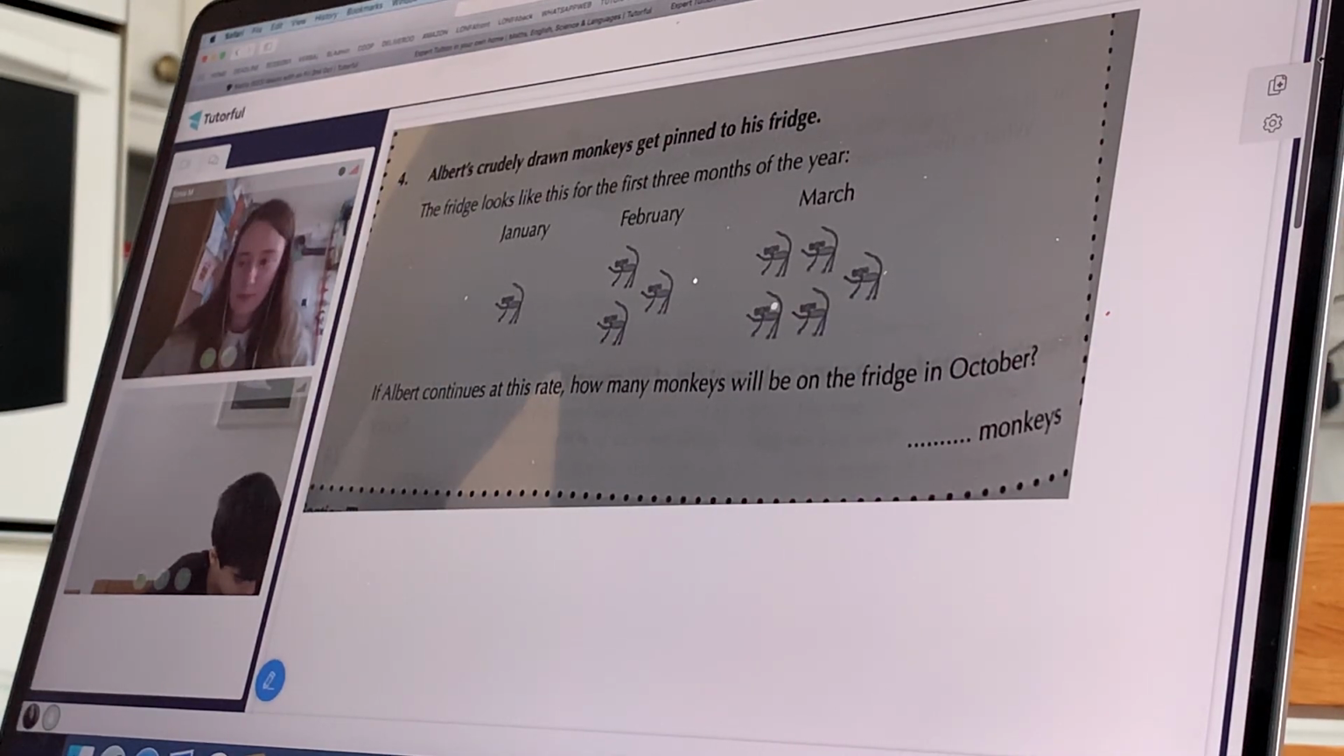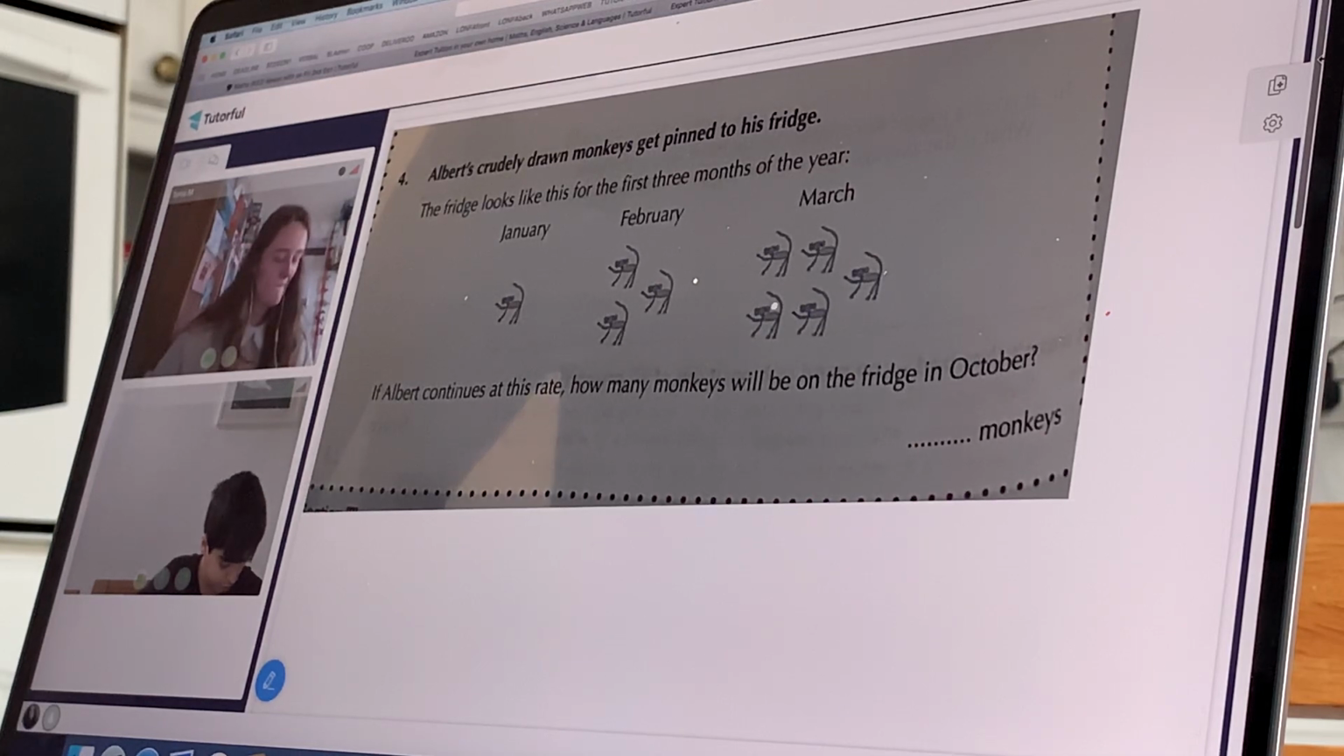Albert's crudely drawn monkeys get pinned to his fridge. The fridge looks like this for the first 3 months of the year: January, February, March. If Albert continues at this rate, how many monkeys will be on the fridge in October?